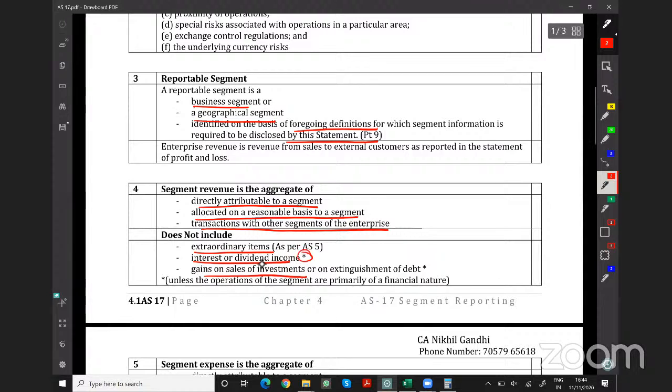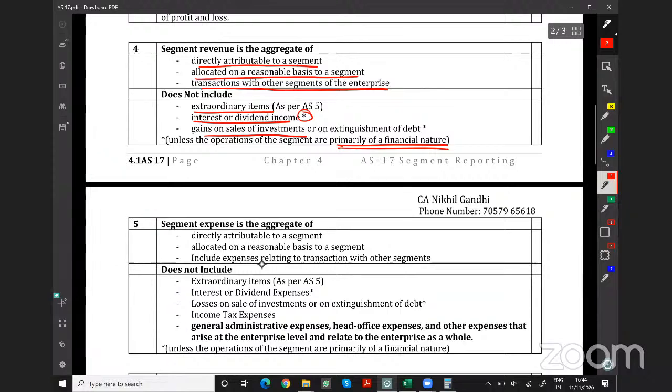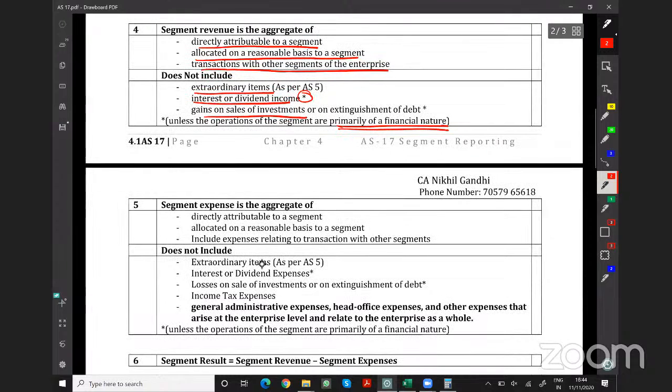Interest and dividend income should be included if your primary business is of a financial nature. Otherwise, interest and dividend should not be included in the segment report. What does the segment expenditure say? Directly attributable to the segment, allocated on a reasonable basis, and includes expenses relating to transactions with the other segments. So Geo has given me the service.